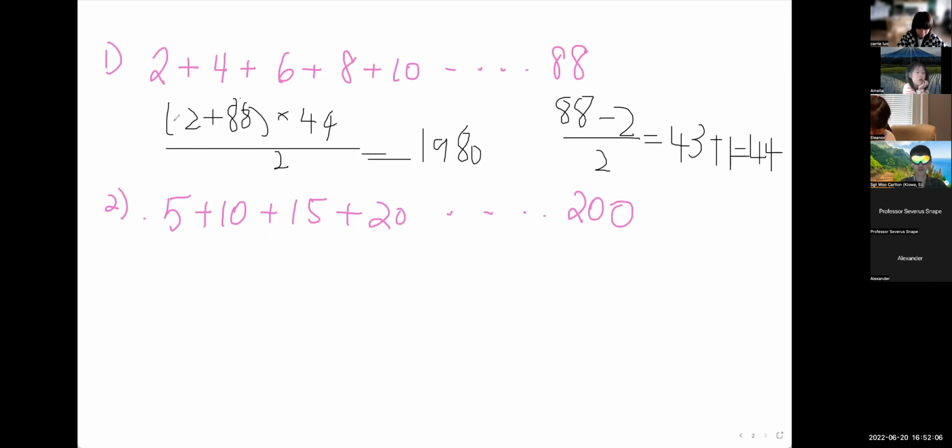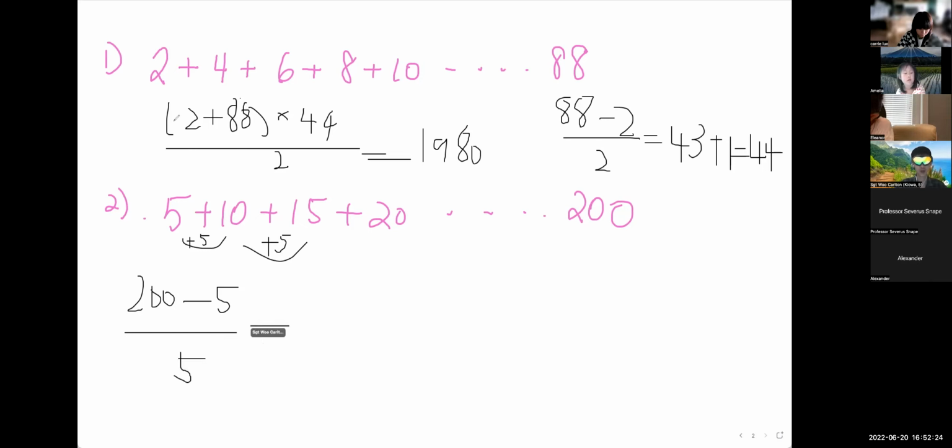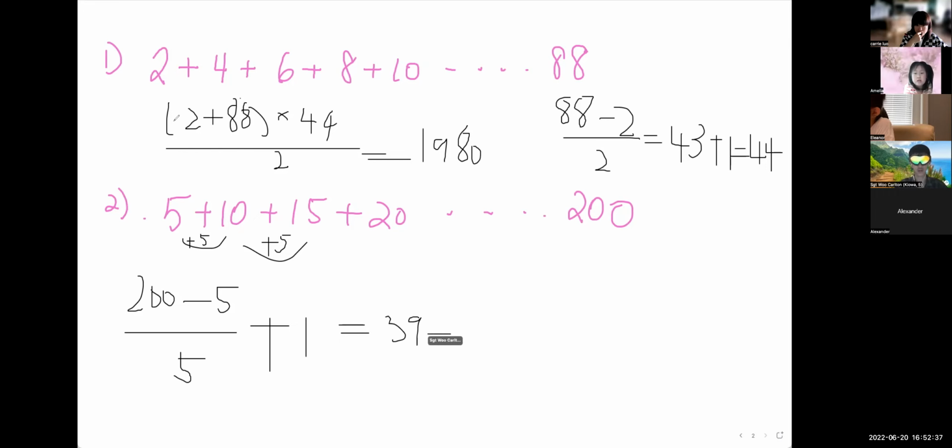The same thing applies here. Last number minus first number. What is our difference here? It goes up by 5 every time, we plus 5, plus another 5, right? Okay, so we know our difference. So we divide by 5 and then we plus 1. In this case, we have 195 divided by 5, which is 39. And 39 plus 1 is 40. Okay, so we have 40 numbers.